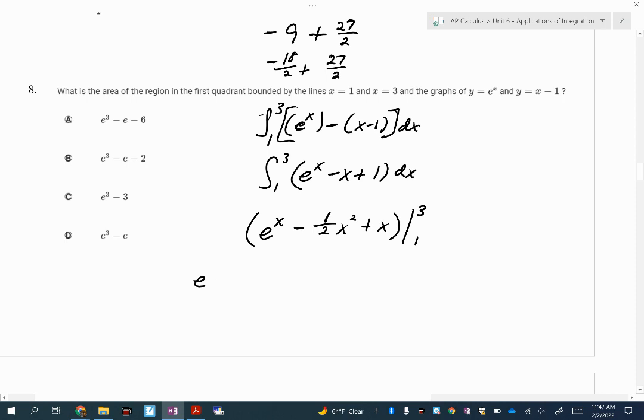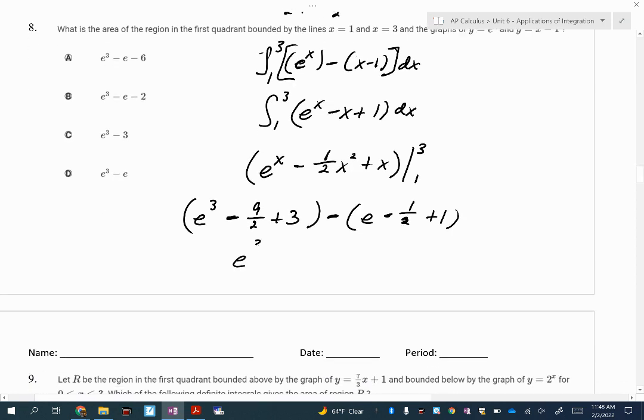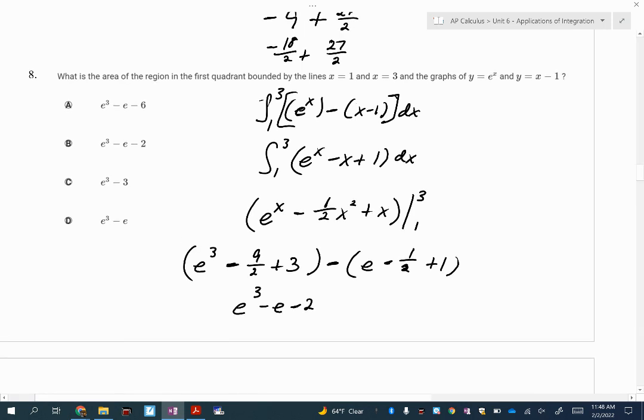All right, so I have e cubed minus, that's going to be 3 squared is 9, so 9/2 plus 3, minus e to the first power minus 1/2 plus 1. That's e cubed minus e. So negative 9/2 minus a negative 1/2 is actually plus 1/2. So that's going to be negative 8/2, which is negative 4. Negative 4 plus 3 is negative 1. Negative 1 minus 1 is going to be minus 2. So this ends up being my answer, which is B.